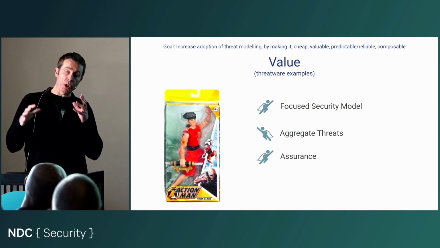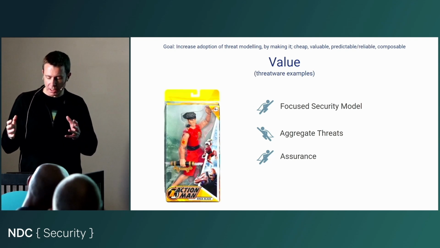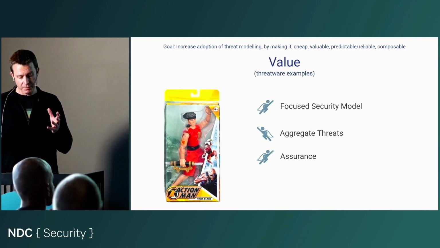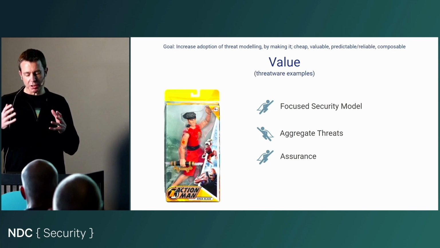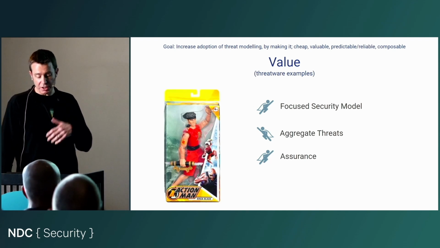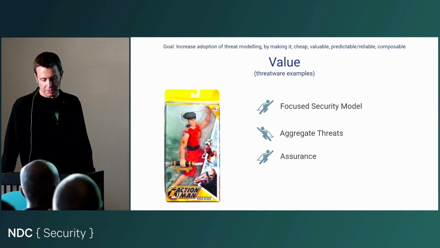Now this issue of the permutation of components and data means that some threats might be missed. So the threatware tooling that exists solves this by leveraging the document structure to detect missing permutations, which then leads to some assurance that threats haven't been missed.